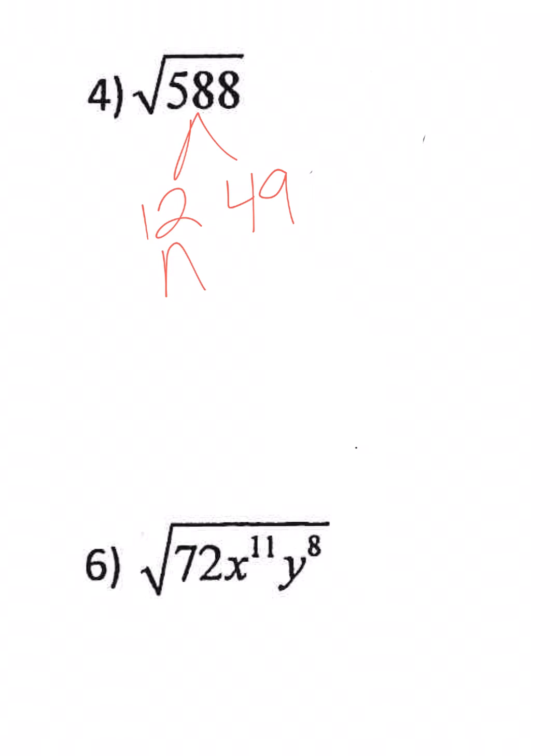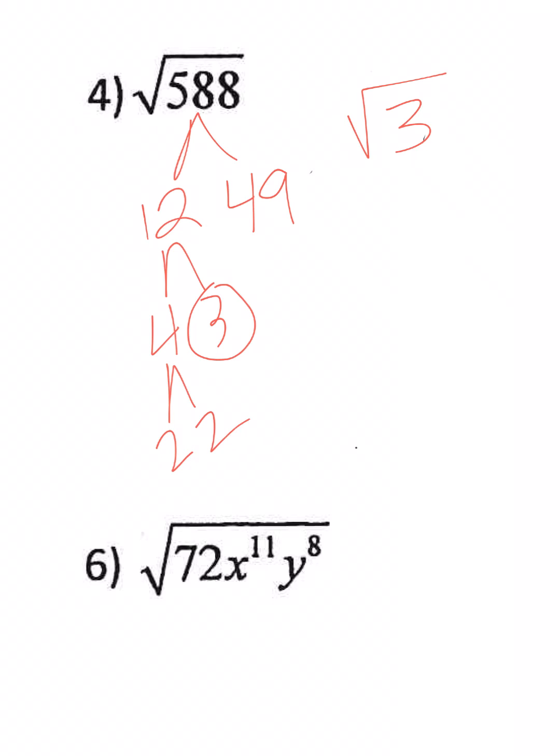Okay, I also know that I'm going to break this 12 down into a 4 and a 3. I can already say that the 3 is going to go inside the house, and that 4 is going to break up into a pair of 2s, so those are going to come out of the house. And this 49 is also going to break up into a pair of 7s, so they're going to come out of the house. And then remember, I'm going to multiply what's on the outside, so 2 times 7 is 14, and the radical 3 stays.